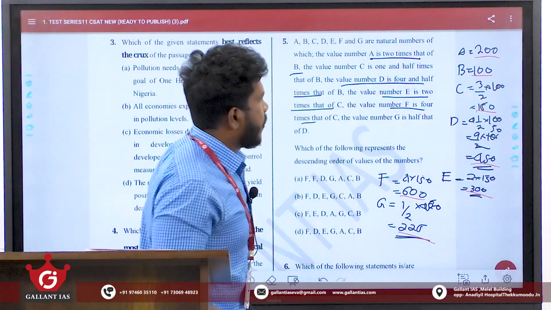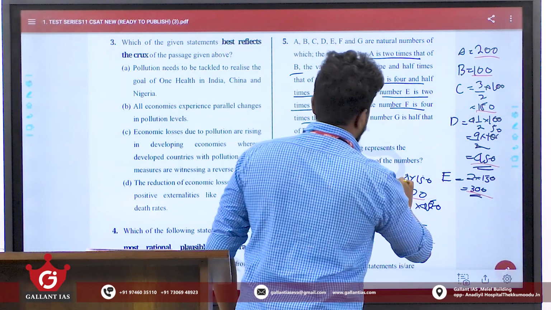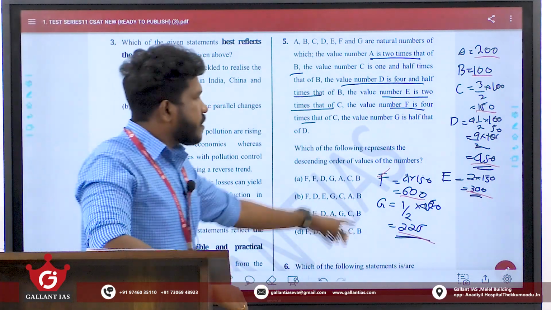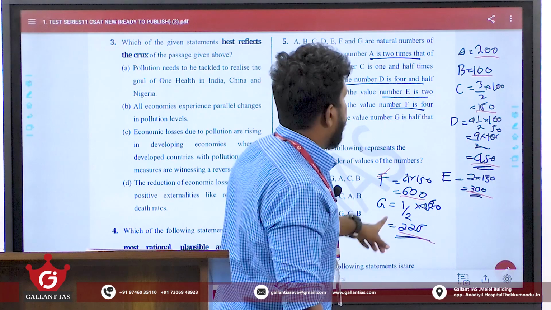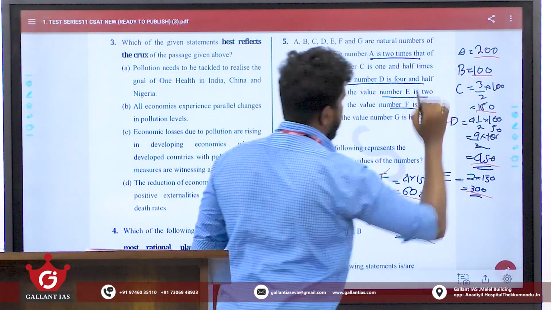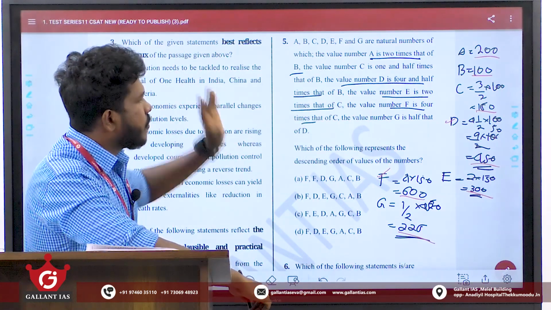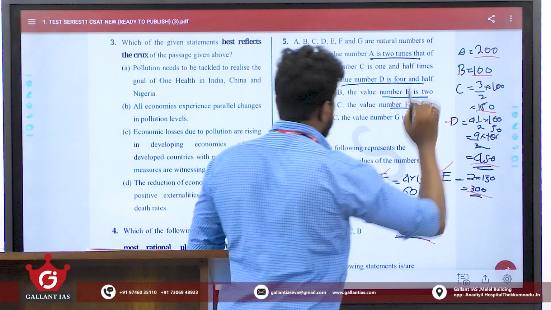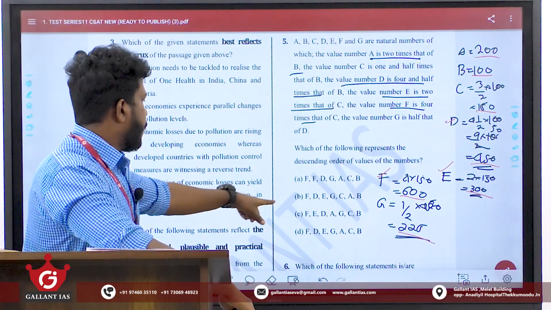So which value is the greater value? Here 600 is the greater value, so F comes in the first position. Then after 600, which will be the greater value? After 600, it will be 450. After F comes, it will be D. Right? So after 450, which will be the biggest value? After 450, it will be E, 300, right? And so F, D, E.